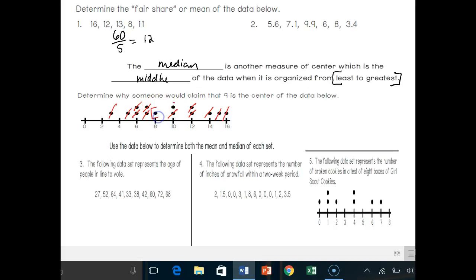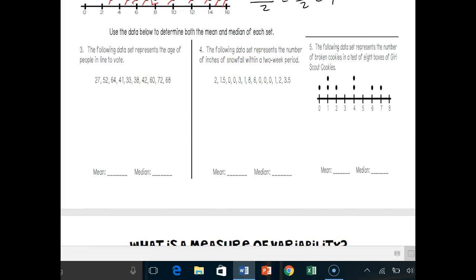Notice I have these 2 left. I have an 8 and a 10. So it's pretty simple. All we're going to do is add 8 plus 10 and divide that by 2. So 18 divided by 2 gives 9. When you have 2 numbers in your middle, you have to add them together and divide by 2 in order to find your median. You pick the number in between them.